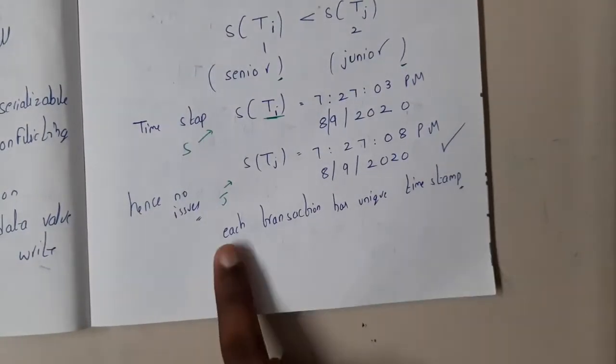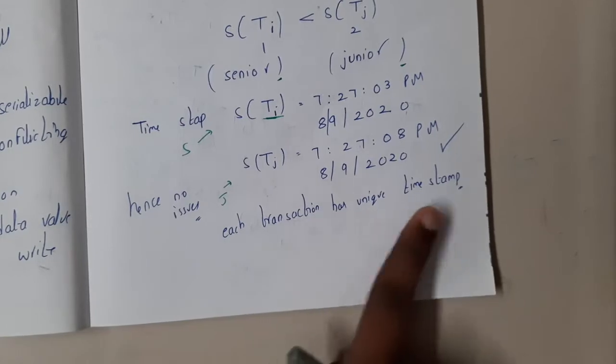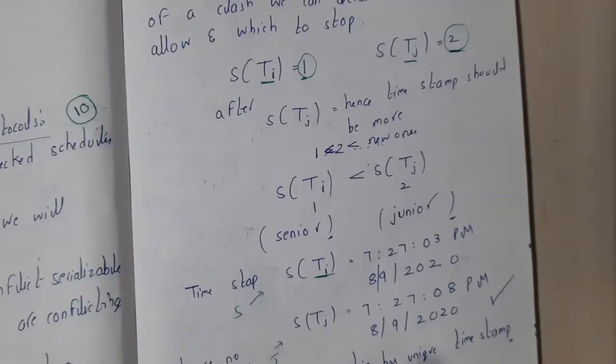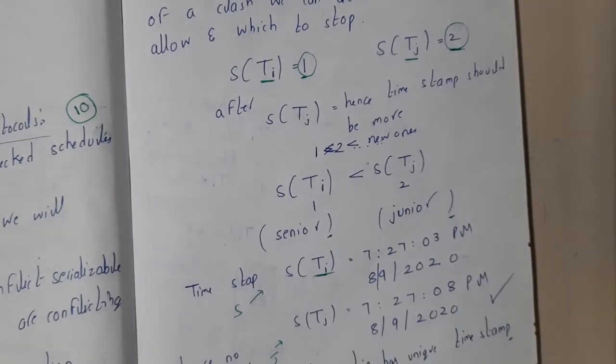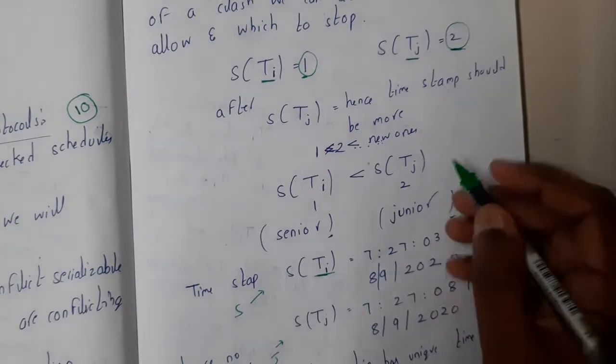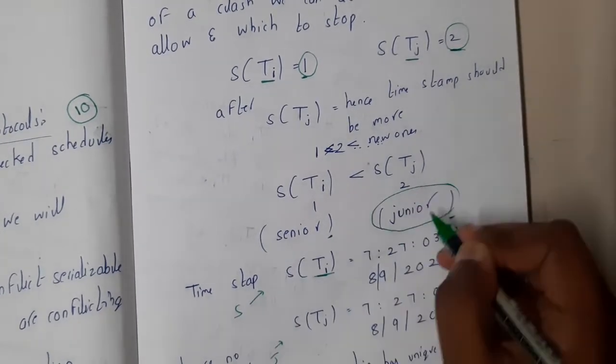Okay, so in simple words, each transaction has a unique timestamp, guys. Got it? So now, with your understanding, who will be given more priority? Here, the junior will be given the most priority, guys. So you can assume it in this way.